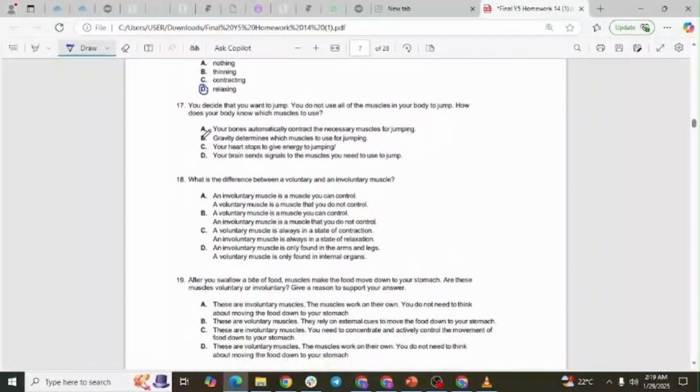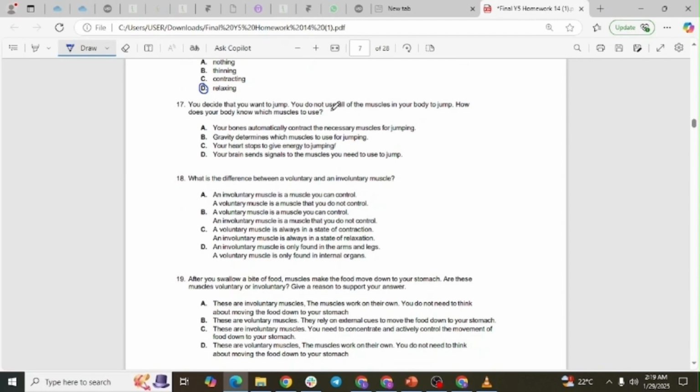Question 17. You decide that you want to jump. You do not use all the muscles in your body to jump. How does your body know which muscles to use? A. Your bones automatically contract the necessary muscles for jumping. B. Gravity determines which muscles to use for jumping. C. Your heart stops to give energy to jumping. D. Your brain sends signals to the muscles you need to use to jump.